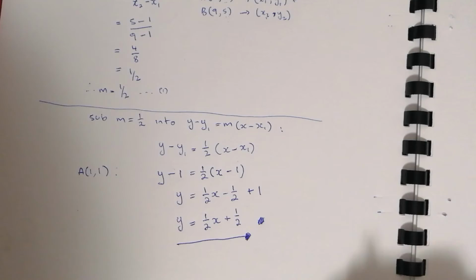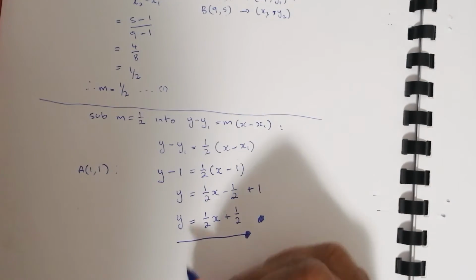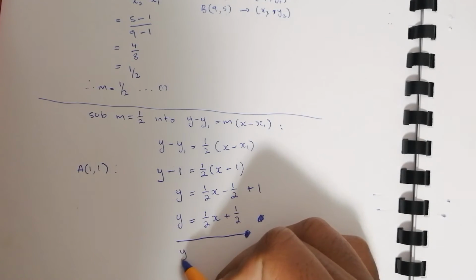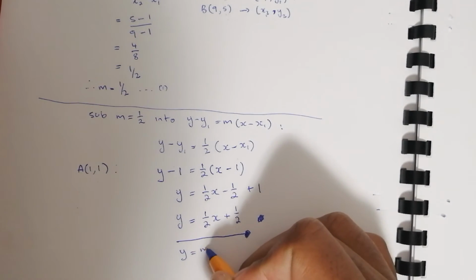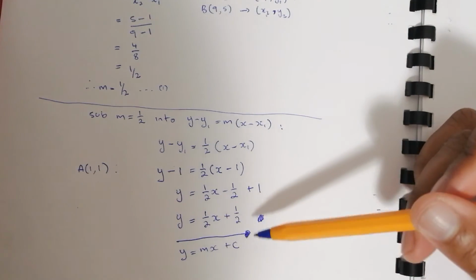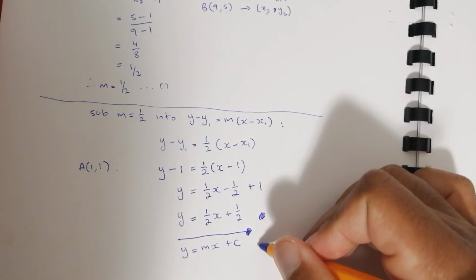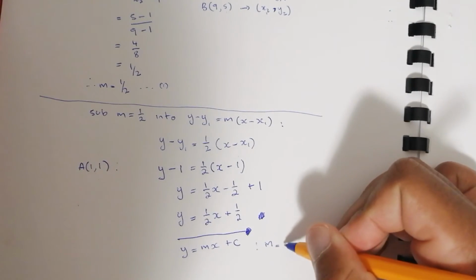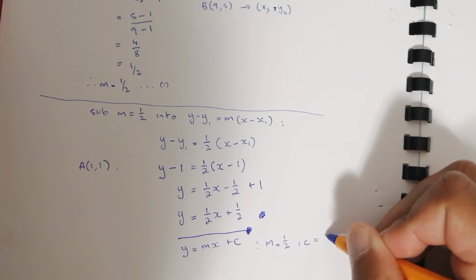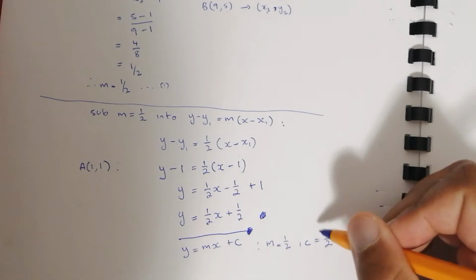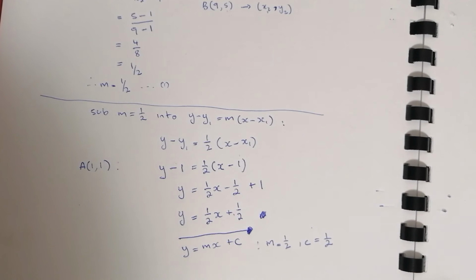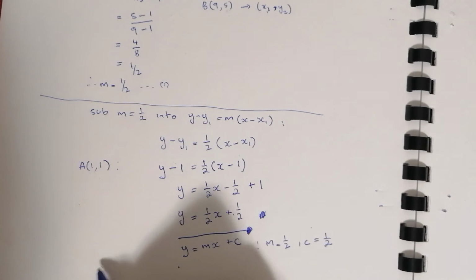So if you watched the first video, part 1, you'll remember that the equation of a straight line is given by y equals mx plus c. So in this case, what we have is that m is 1 over 2 and c is 1 over 2. And then it gives us this equation here.